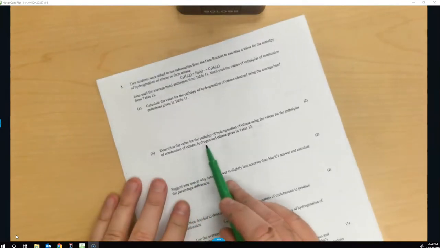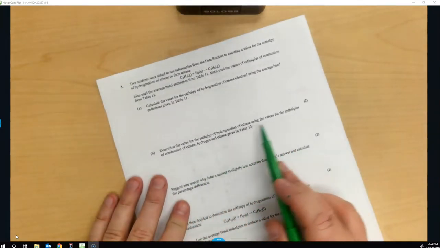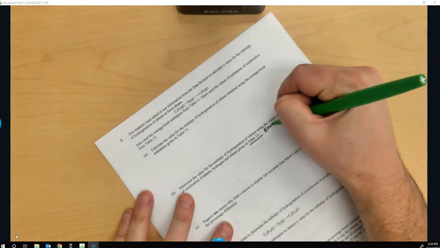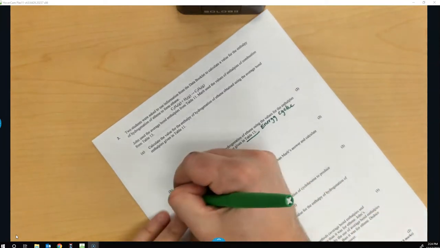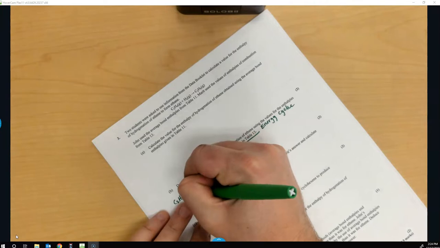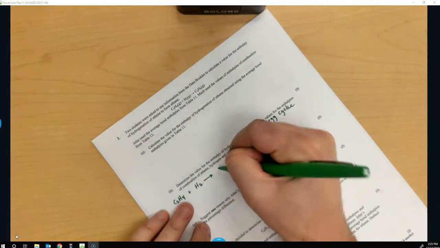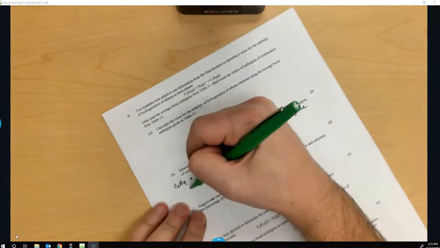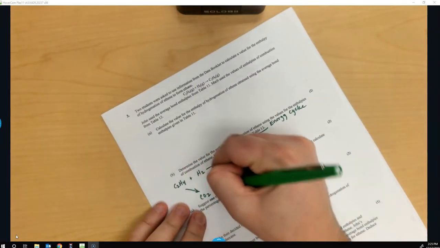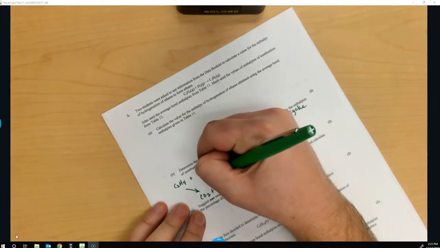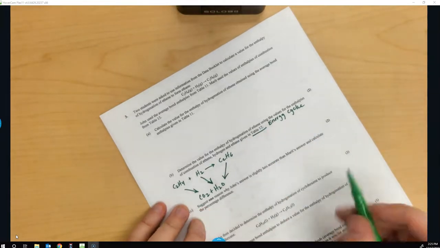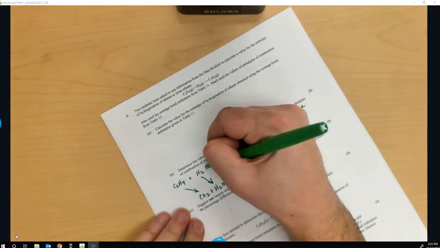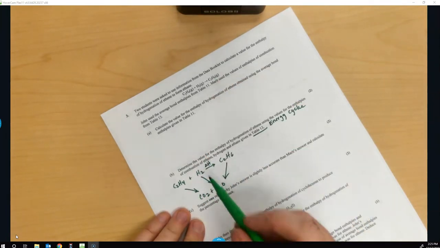All right, now next, determine the value for the enthalpy change of hydrogenation using the values for the enthalpies of combustion. All right, so enthalpies of combustion are in table 13. Whenever we're using table 13, it's going to be an energy cycle. So I have C2H4 plus H2 making C2H6. When I combust ethane, I make carbon dioxide and water if it's full combustion, complete. When I combust hydrogen, I make H2O. If I combust ethane, I make carbon dioxide and water. So here's our cycle. Now this right here represents the enthalpy of hydrogenation that we want to calculate.